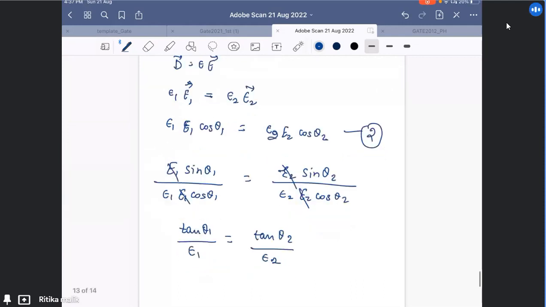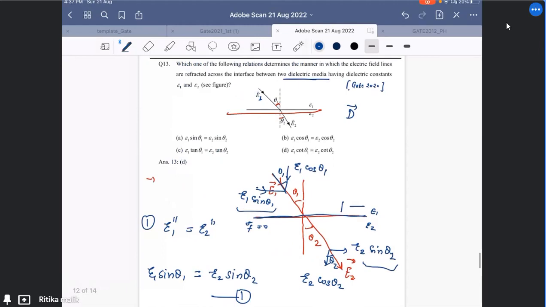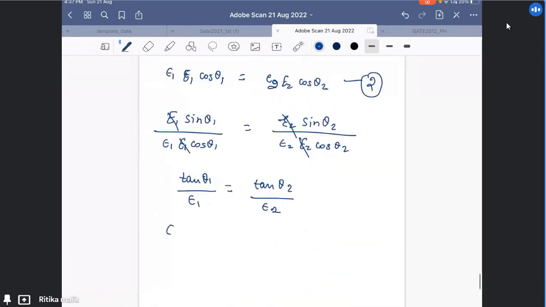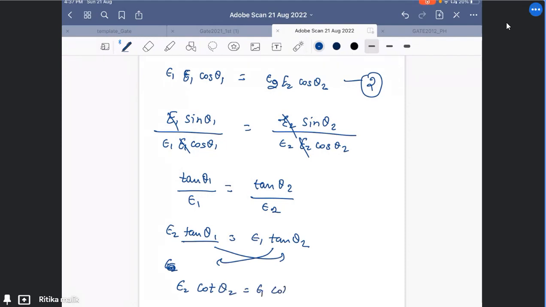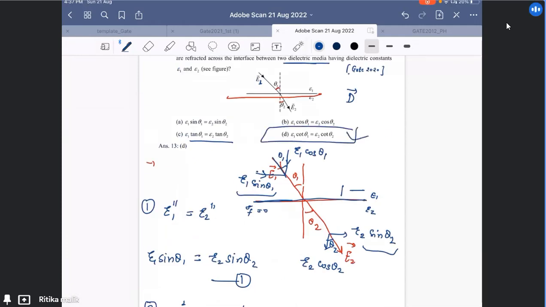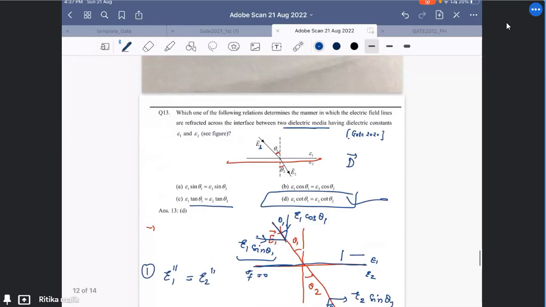Or epsilon 2 tan theta 1 equals epsilon 1 tan theta 2. In the options we have just one, which is epsilon 1 tan theta 1, but in our case we have epsilon 2 tan theta 1. So we can change it: epsilon 2 tan theta 1 goes on this side and this one goes on the other side. So it will become epsilon 2 cot theta 2 equals epsilon 1 cot theta 1. I assume that you know that tan theta is equal to 1 upon cot theta. So this is the correct option in this question. I hope you get this answer clearly.